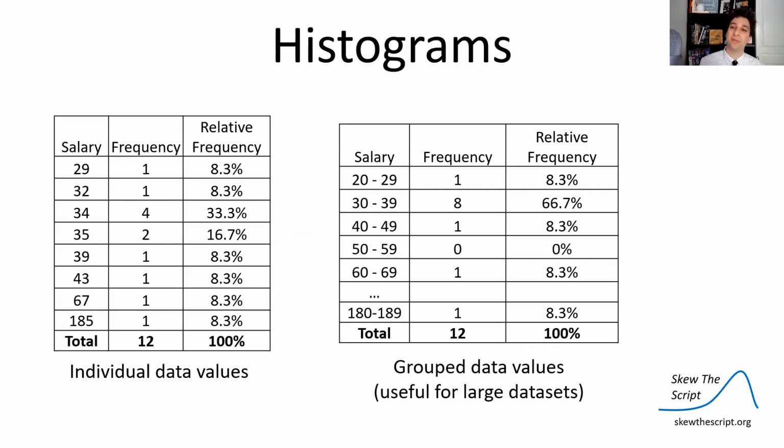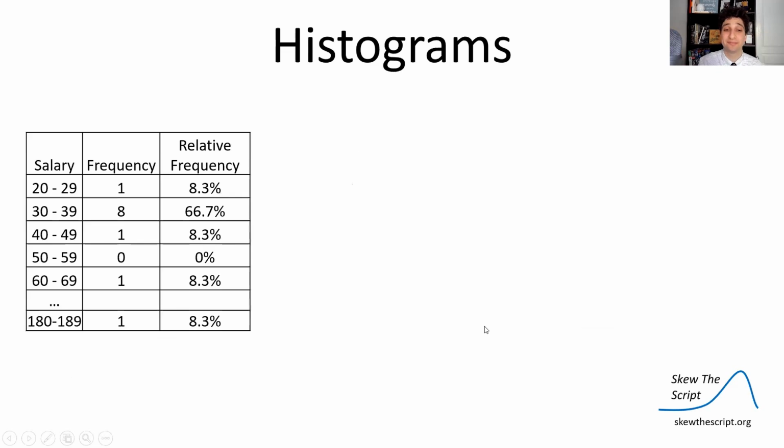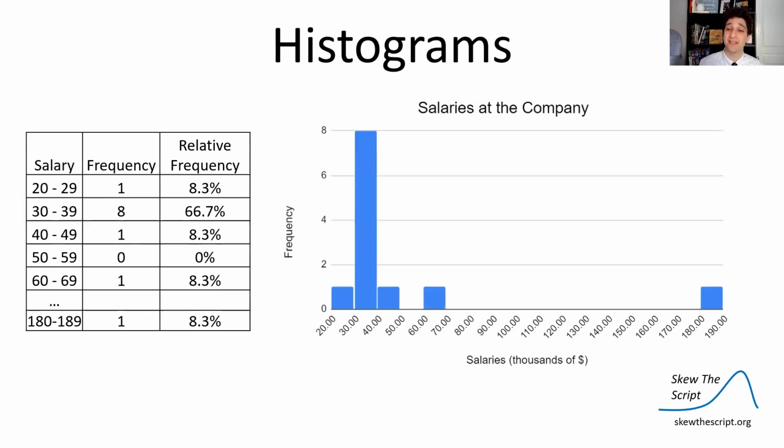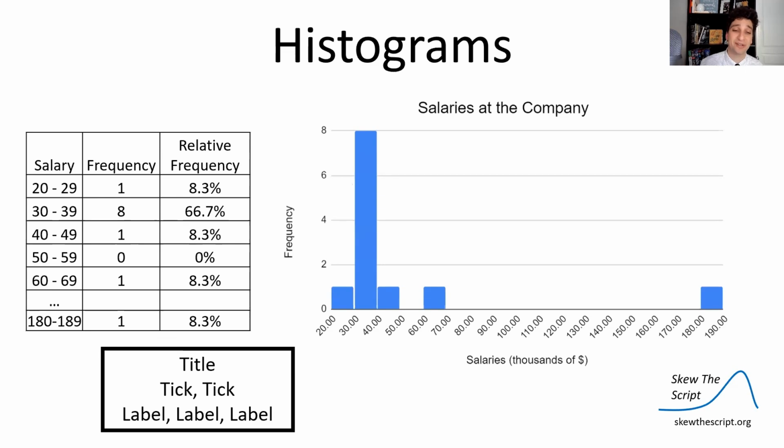Count up the number of people who have salaries in those categories, and then find the relative frequencies if we want a relative frequency histogram. That's how this works here. So we can take those categories and visualize them in a histogram like this. Note, I'm still title, tick, tick, label, label, labeling. I've got a title here for my graph. I've labeled the axes. I have tick marks and a scale for both axes.